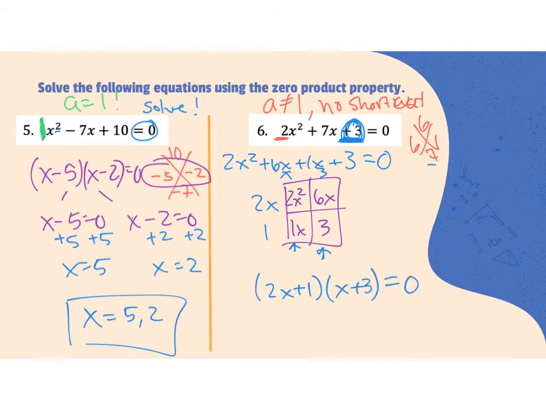Now, don't forget, you still got to go and solve. That's the kicker of this. So we still have one more step. I got to split them and solve them. 2x plus 1 equals 0, and x plus 3 equals 0.